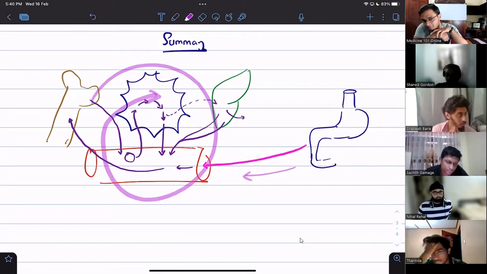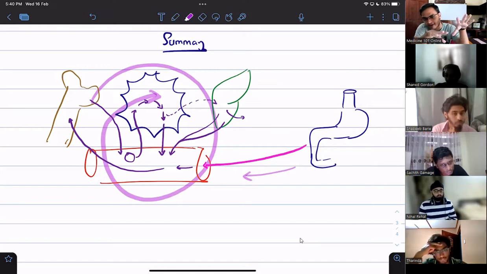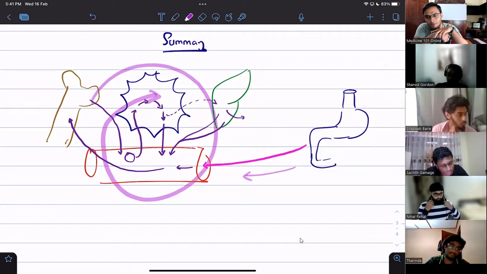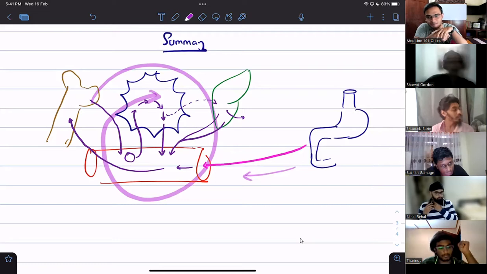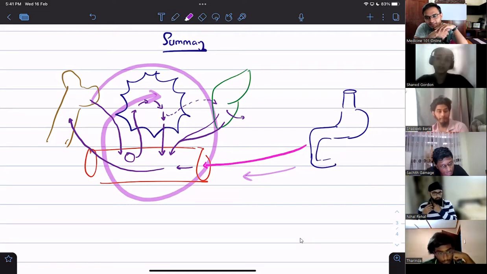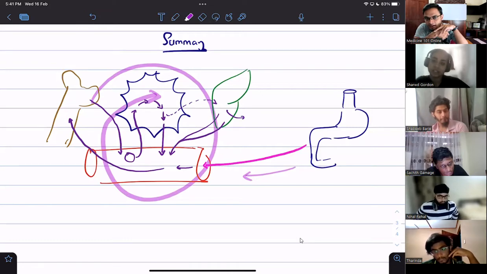Now, what is the problem here? I'm saying this is an advantage, right? You don't easily develop iron deficiency anemia. What is the problem? As a medical doctor, what do you think the problem is? Can't identify a disease early. Sorry? Can't identify the disease early.